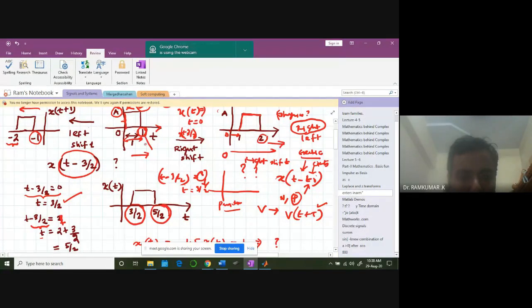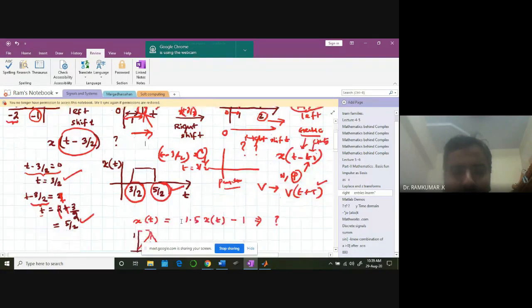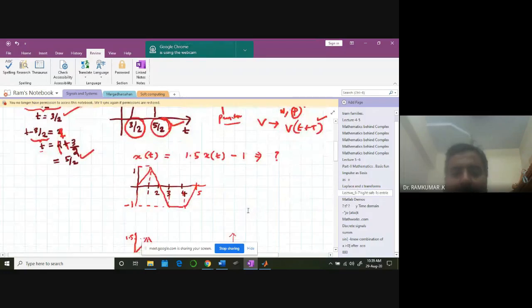Okay, this signal is 1. So this is 1 plus 3 by 2, that's 5 by 2. Okay, 2 plus 3, 5. This signal is getting shifted. Okay, that's one small mistake I made. Correct it. Okay. So then we also had a signal something like this.